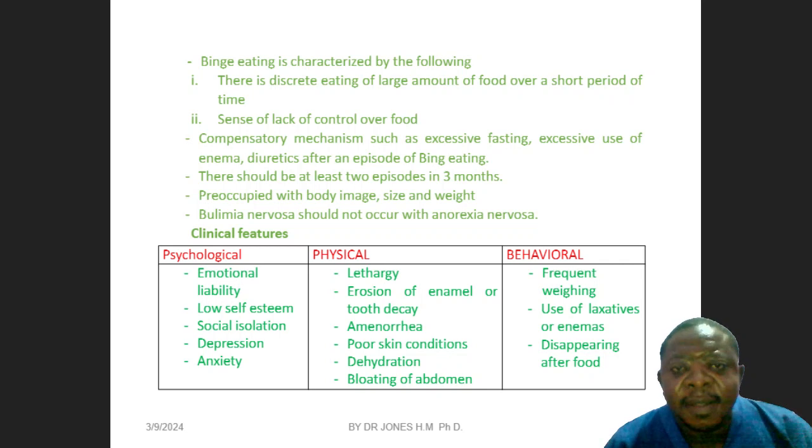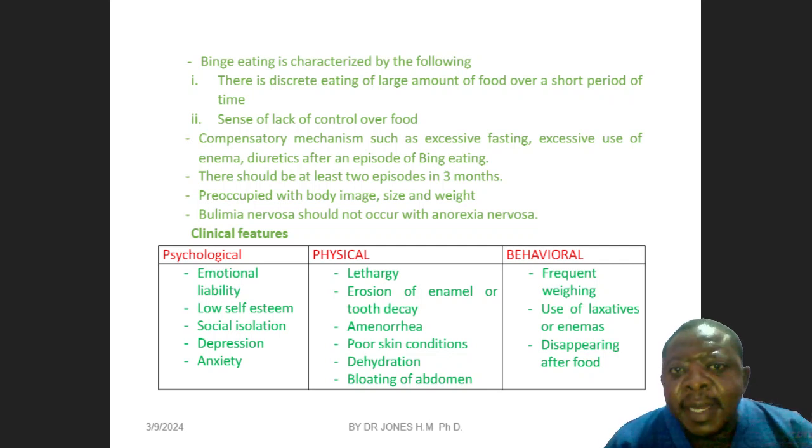Binge eating is characterized by the following. There is discrete eating of a large amount of food over a short period of time. Someone eating food that you do not expect one person to eat, or food that is supposed to be eaten maybe by 10 or 20 people. One person surprises you by clearing that mountain of food. So that is binge eating. Then the other diagnostic criterion is a sense of lack of control over food.